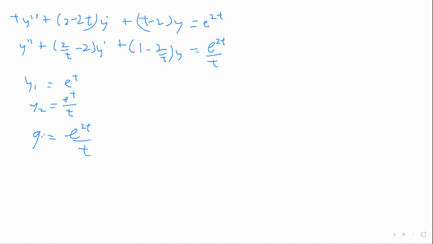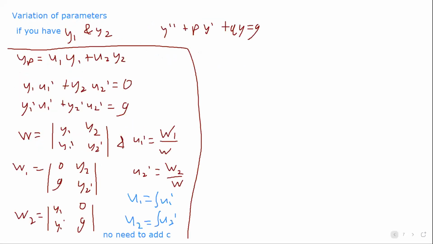G, sorry, I'm really bad at writing G's. I need to find a better way to write them. But we were told what they were. So we are told, let me write a little text that says given. And then G equals e to the 2t over t. Whatever's in front of the y double prime, yes, you divide by that. In order to use variation of parameters, it has to be in standard form.